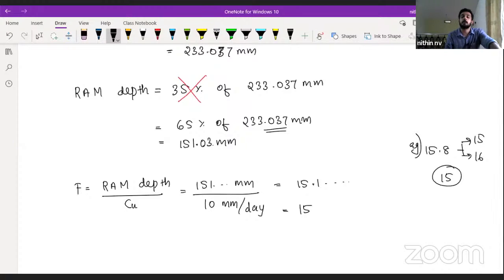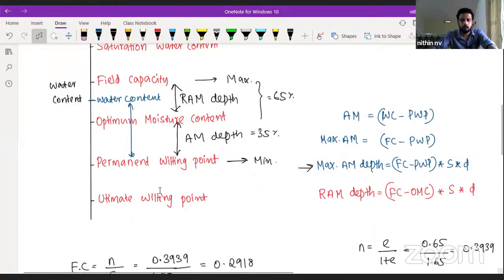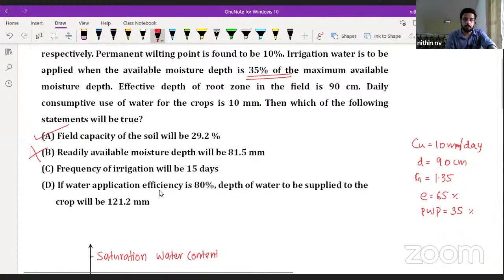Always round off to the lower integer for frequency of irrigation, because according to this particular example, within 15.8 days all the water will be gone, which means we cannot wait till the 16th day. Understood? So round off to the lower integer, 15 days. What is given in the question? Obviously, that is correct. Okay.